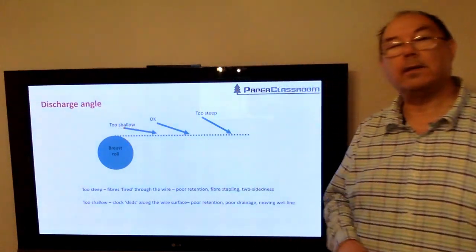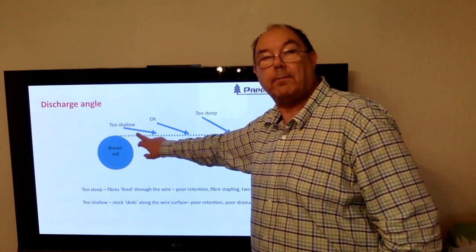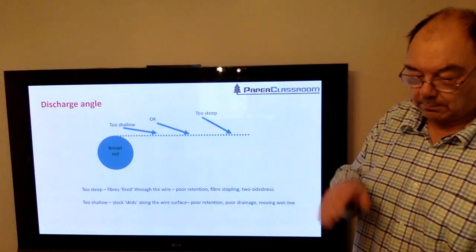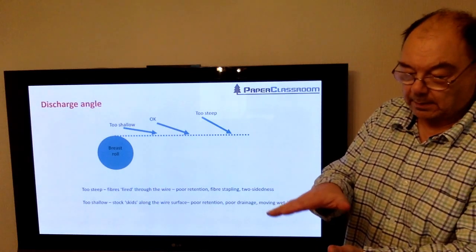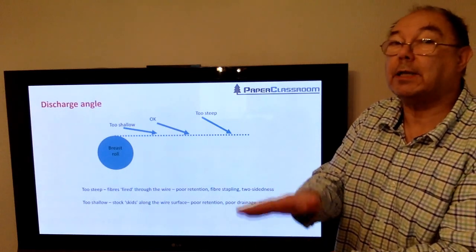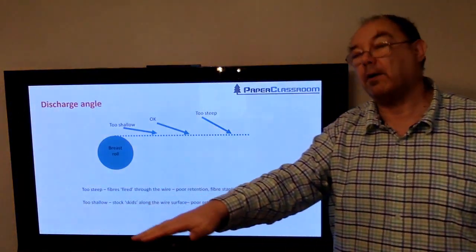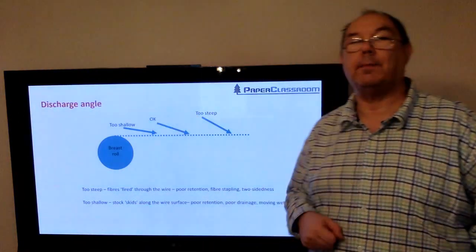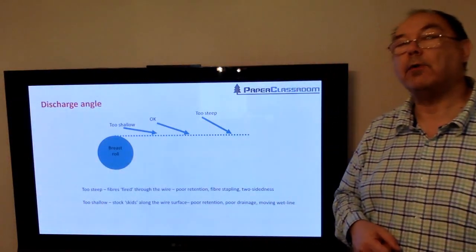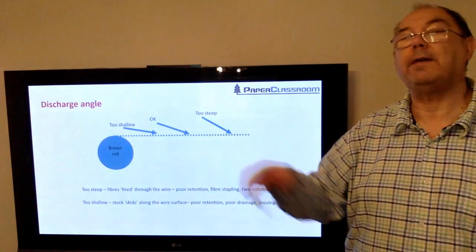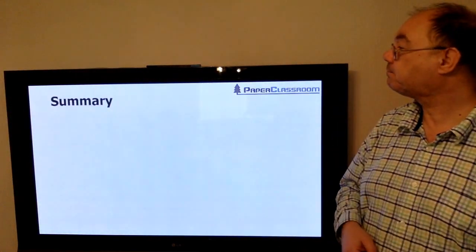If you fire it at too shallow an angle, then you can actually trap air here. So air will get trapped between the stock and the forming fabric. And then the stock will not be able to land because you've got this cushion of air. So it will skid along the surface of the forming fabric before it eventually makes contact. So that will move the wet line down towards the couch. It'll interfere with drainage. So again, not a good situation to be in.